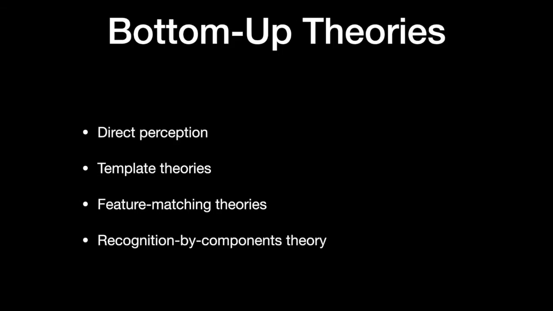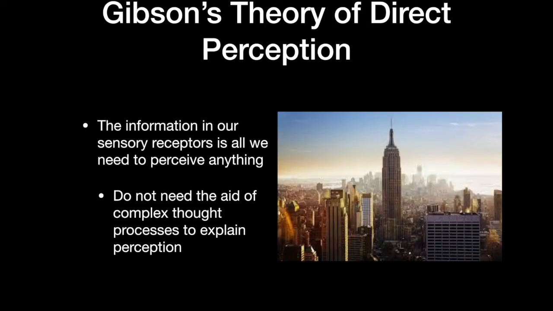Okay, direct perception. According to Gibson, perception of information is the direct result of the environment, and his theory asserts that the array of information in the sensory receptors is all that is needed for an individual to perceive anything. That means prior knowledge or thought processes are not necessary for perception. His rationale was that the stimulus contains enough information for correct perception and does not require internal representations for perception.